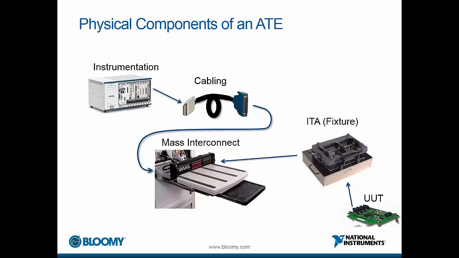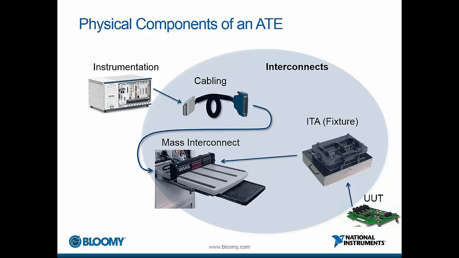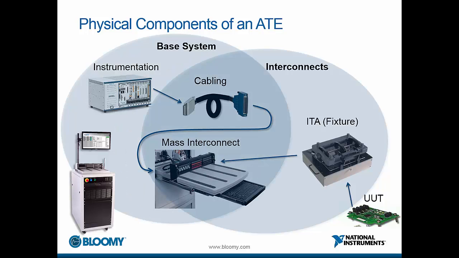Physically, an ATE consists of the unit under test on one end and the instrumentation required to test it on the other. Signals are routed from the instrumentation to the UUT through the cabling, mass interconnect, and oftentimes an ITA or fixture. This grouping is known as the system's interconnects. Typically, the instrumentation, cabling, and mass interconnect will be grouped together into a base system, such as the Bloomy Universal Test System shown on the bottom left. This allows the higher price items to be reused from UUT to UUT by creating interface test adapters that map the mass interconnect signals to the unit under test.